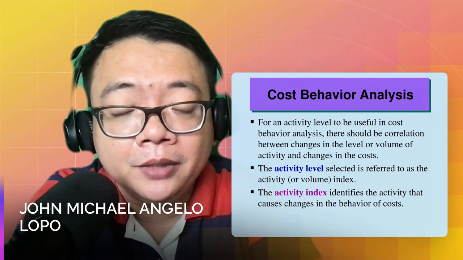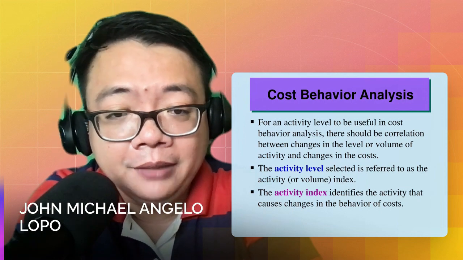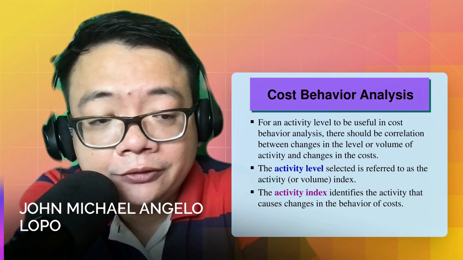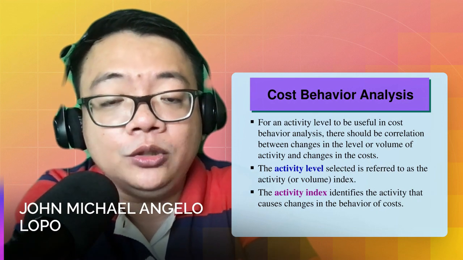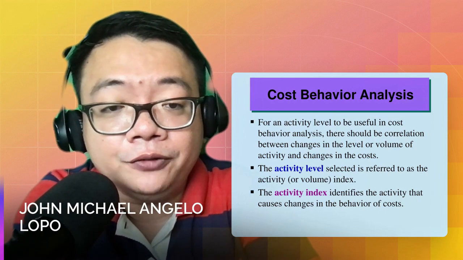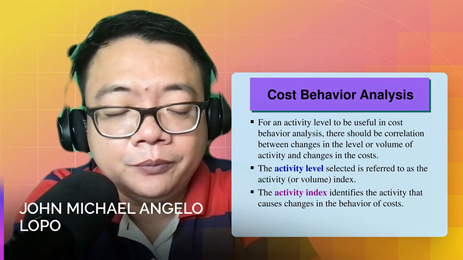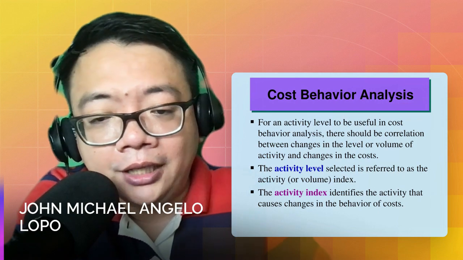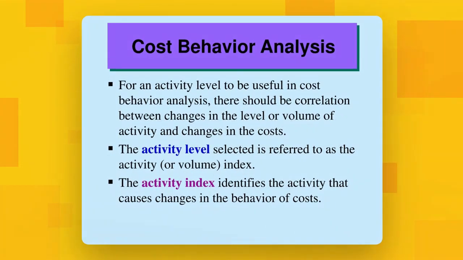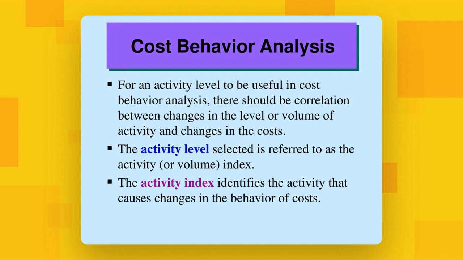That's why in the CPA board exam, in terms of the cost that will react or respond to the activity level, it would depend on the number of sales or the number of pesos that you are able to sell. In terms of your activity index, it also identifies the activity that causes changes in the behavior of your cost.